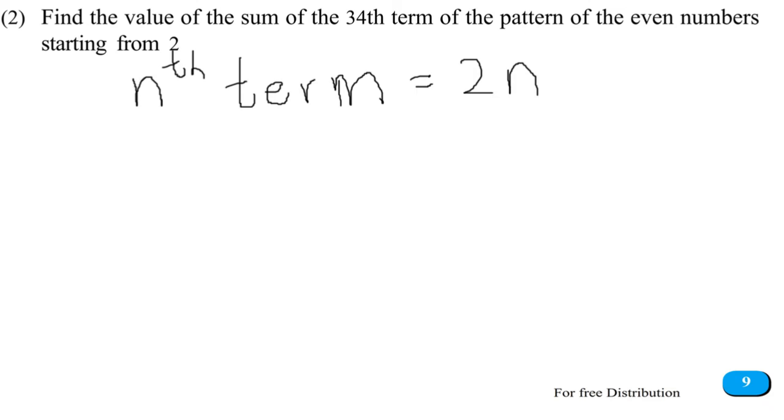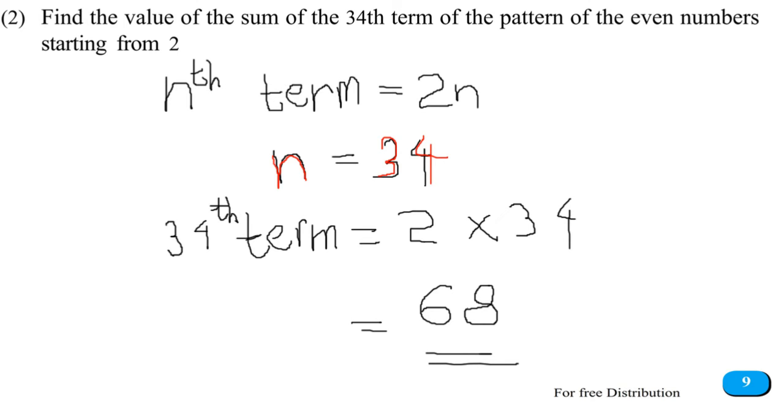So we need the general term. This is the general term. n equals 34. 34th term equals 68.